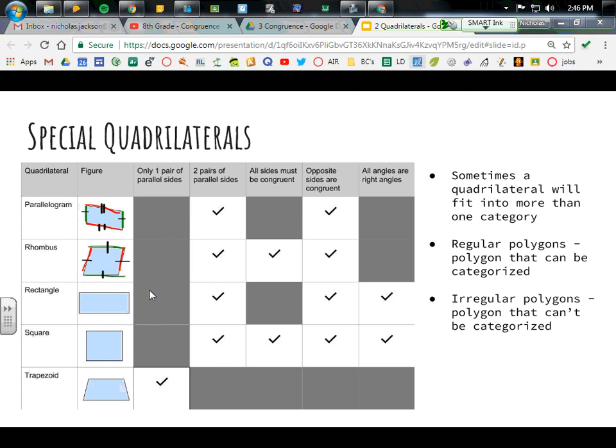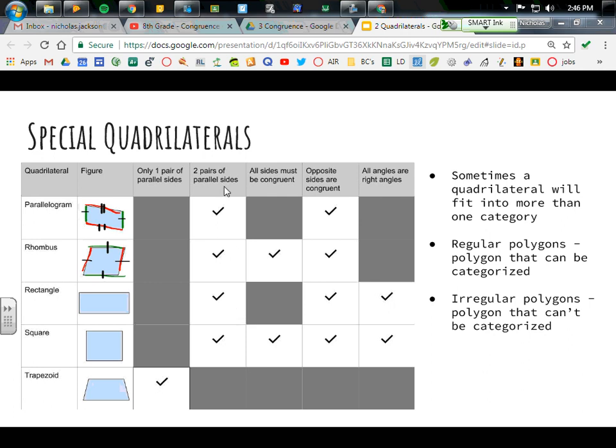The fourth type of quadrilateral, which is one of the most common, is the rectangle. Now here's a picture of a rectangle, and I'm sure you're all familiar with it. A rectangle, as you can see, also meets the criteria for a parallelogram. So a rectangle is also a parallelogram, but it does not meet one of the criteria for a rhombus. So it is not a type of rhombus. Let's take a look at the criteria it does meet.